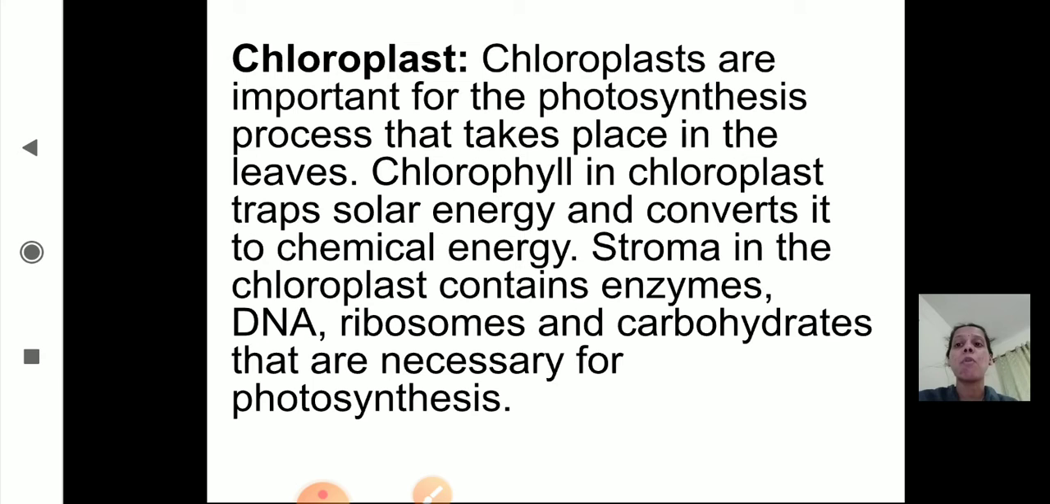Chloroplasts are important for the photosynthesis process that takes place in the leaves. Chlorophyll in chloroplast traps solar energy. The chlorophyll present in the chloroplast absorbs the solar energy and converts this solar energy into chemical energy. And stroma in the chloroplast contains enzymes, DNA, ribosomes and carbohydrates that are necessary for the photosynthesis process.